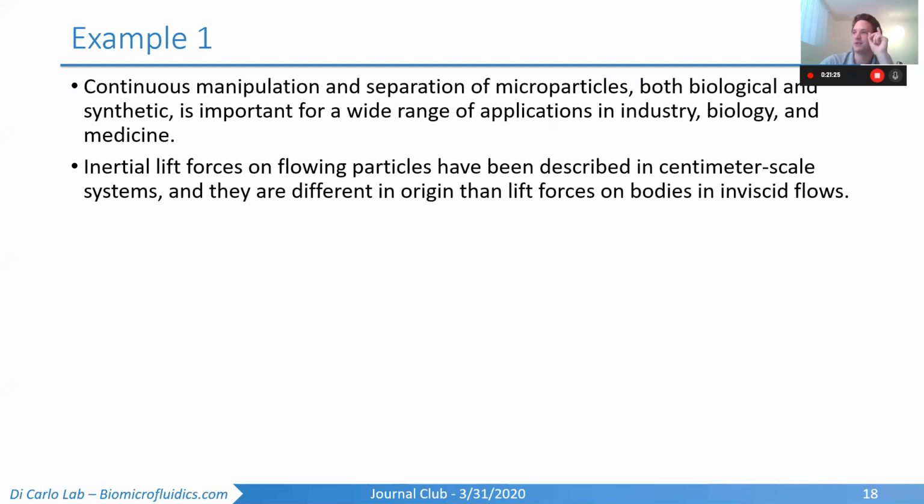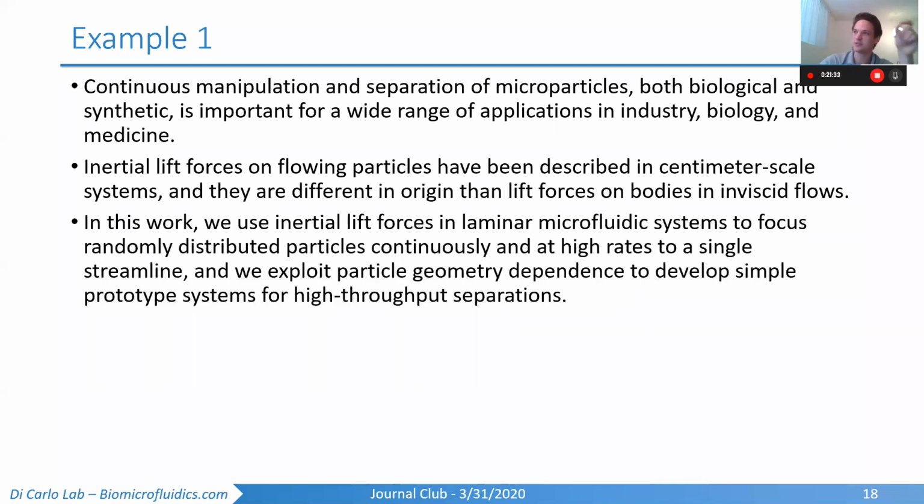Inertial lift forces on flowing particles have been described in centimeter scale systems, and they are different in origin than lift forces on bodies in inviscid flows. In this work, we use inertial lift in laminar microfluidic systems to focus randomly distributed particles continuously at high rates to a single streamline, and we exploit particle geometry dependence to develop simple prototype systems for high throughput separations. Okay, any guess on what paper this is?